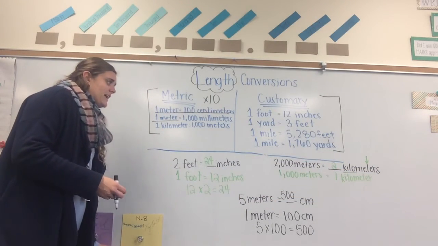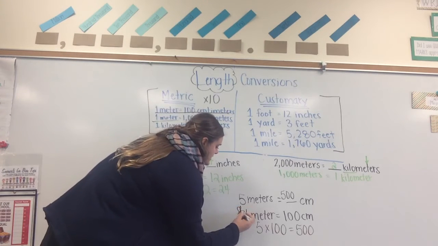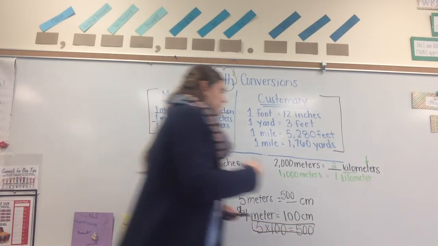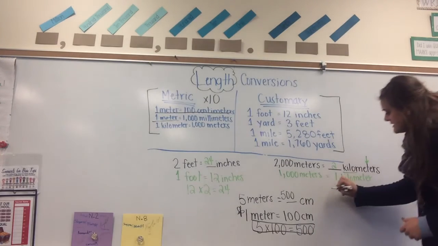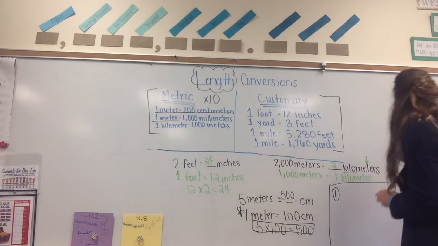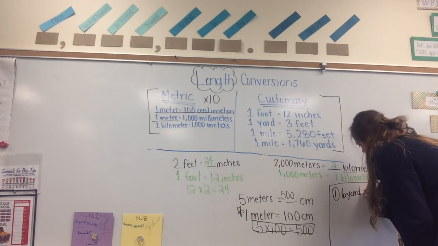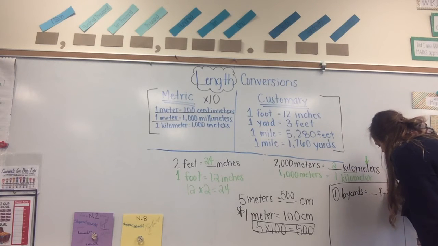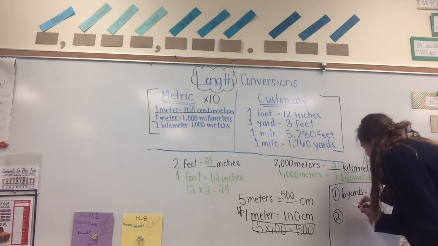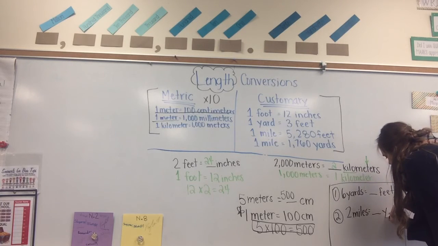All right, at home tonight, you're going to try 2 problems on your own. You must have an equation, and you must have how you solved the problem on your papers. You are going to solve for homework tonight, so I'll put a little box around it. You're going to solve 2 problems. You're going to solve 6 yards equals how many feet, and you're going to solve 2 miles equals how many yards.